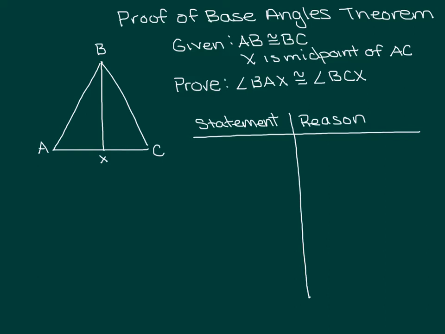Anytime we write a proof, you should always start off with writing the givens. AB is congruent to BC and X is the midpoint of AC. You can write them as one step or as two steps. Here I'm writing them as two separate steps. Either way would be okay.